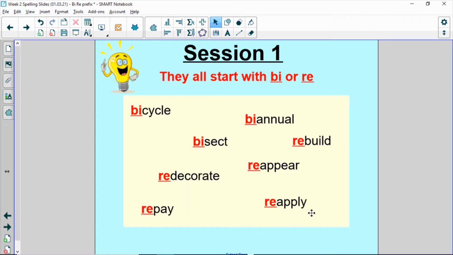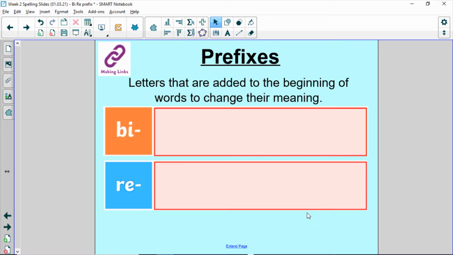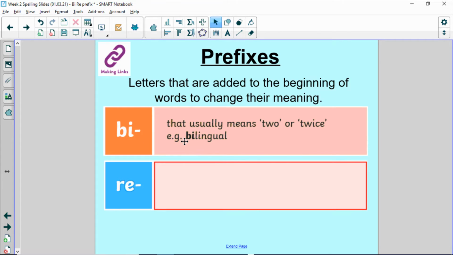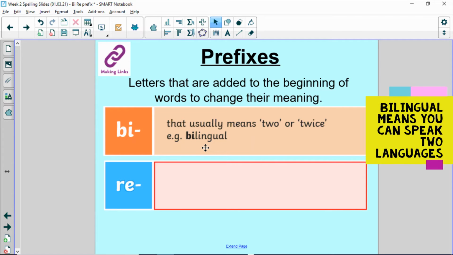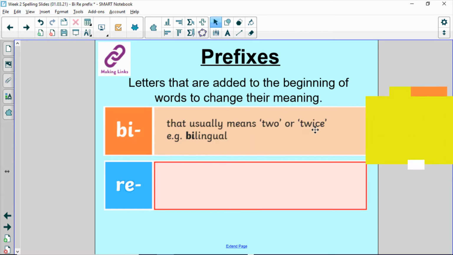Now let's look at these letters in a little bit more detail because these are all prefixes. Now remember, making links to last week, prefixes are letters that are added to the very beginning of words and they can change their meaning. So these words start with bi. Now bi, first of all, usually means the number 2 or twice. So for example, the word bilingual means that somebody can speak 2 languages. So see if you can remember today that bi means 2 or twice.